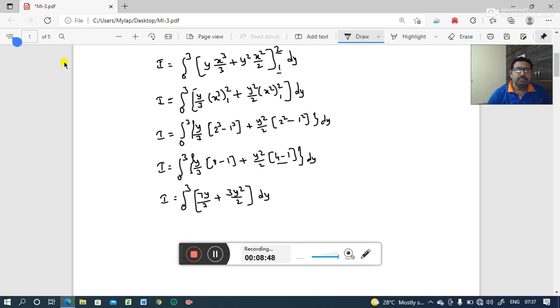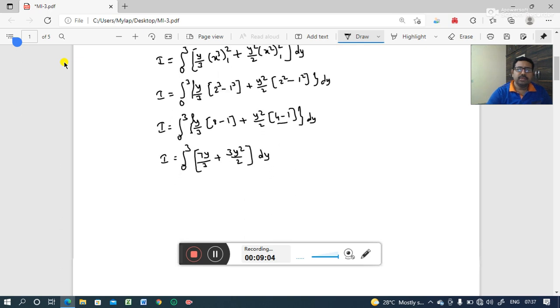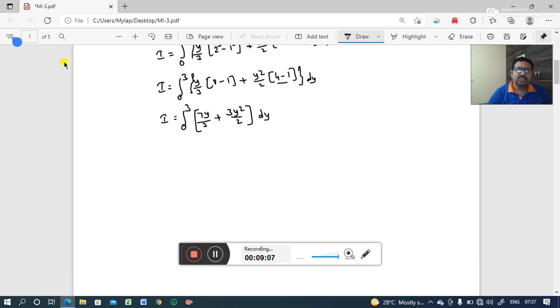So now you got the term 7y by 3 plus 3y square by 2. It is completely free from x. So now we integrated successfully with respect to x and applied all the given limits. Now in the next steps we are going to integrate this function with respect to y. So let us integrate. So I is equal to, now we are integrating with respect to y. So 7 by 3 you treat as a constant. There are no x terms here, therefore directly we integrate with respect to y.